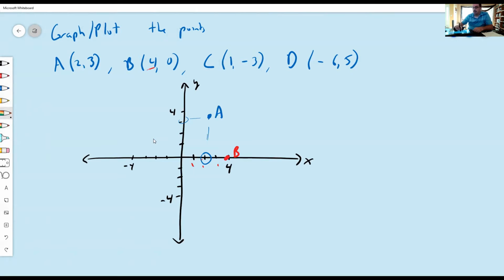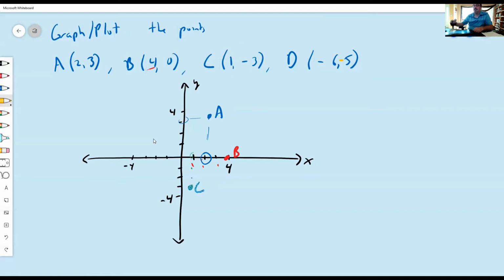C. C is positive 1, so I'm going right, and Y is minus 3, so I'm going to go down. So I'm going to go right 1 to here, down 1, 2, 3. That's C. Finally, D. That's supposed to be minus 6, minus 5 right there.